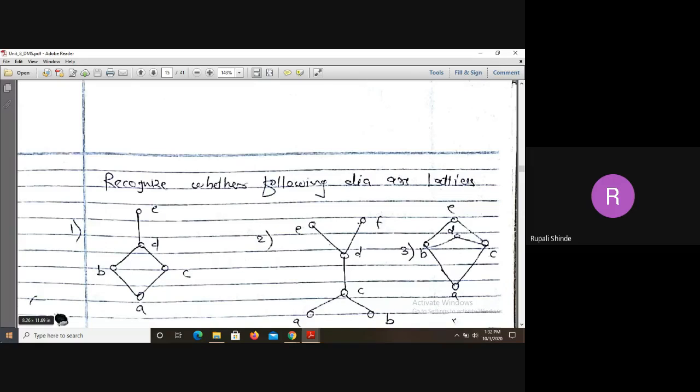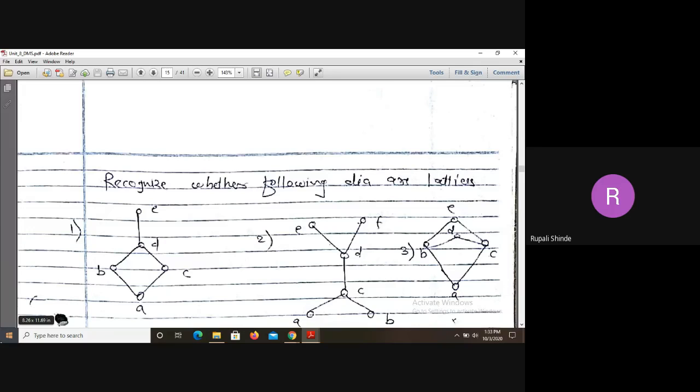Now check for the second diagram whether this one is a lattice. No. Why? For the pair A and B, there is no greatest lower bound. Correct. For A and B, there is no greatest lower bound. And if you consider the pair of elements E and F, then there is no least upper bound. That's why this is not a lattice.